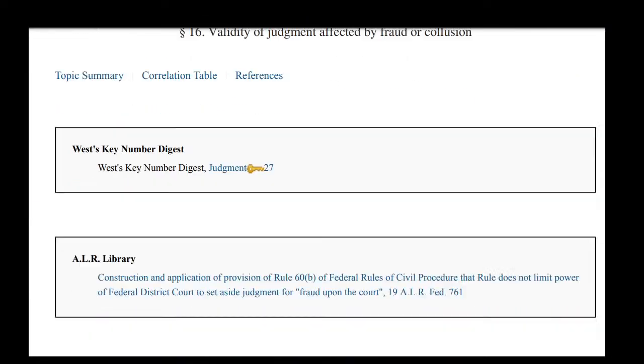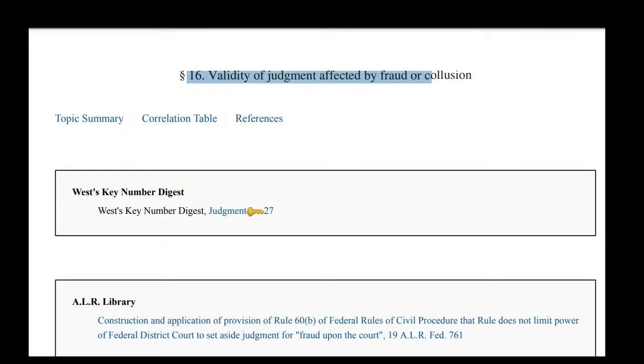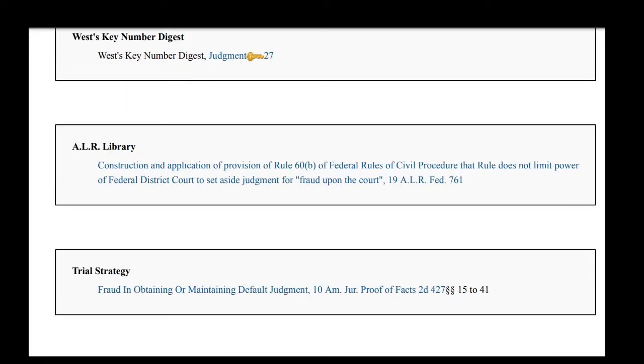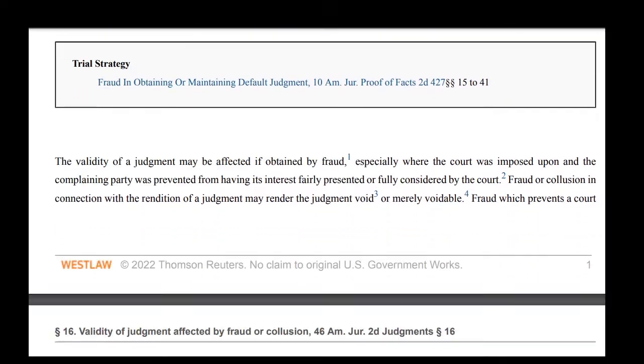Now we're on to section 16, validity of judgment affected by fraud or collusion. Ooh. The validity of a judgment may be affected if obtained by fraud, especially where the court was imposed upon and the complaining party was prevented from having its interests fairly presented or fully considered by the court. Fraud or collusion in connection with the rendition of judgment may render the judgment void or merely voidable.